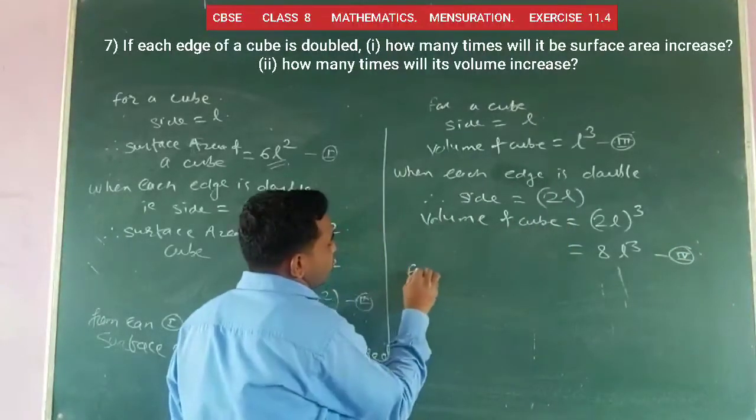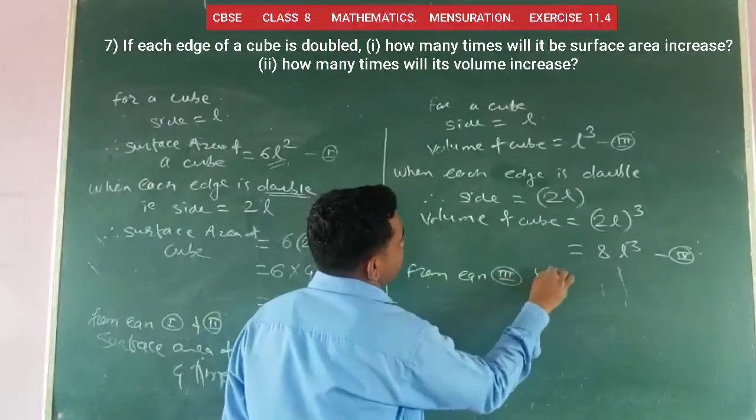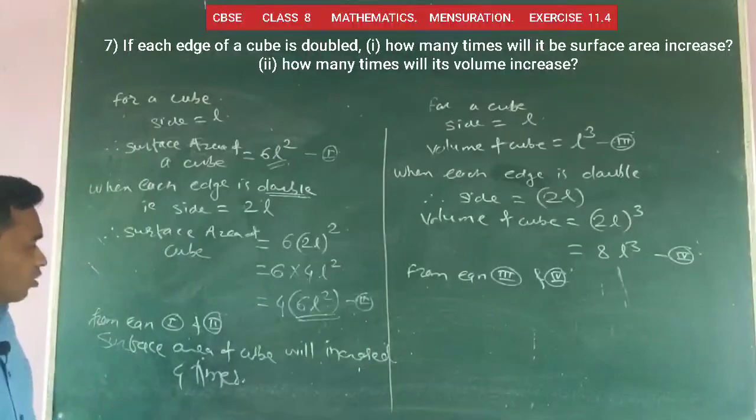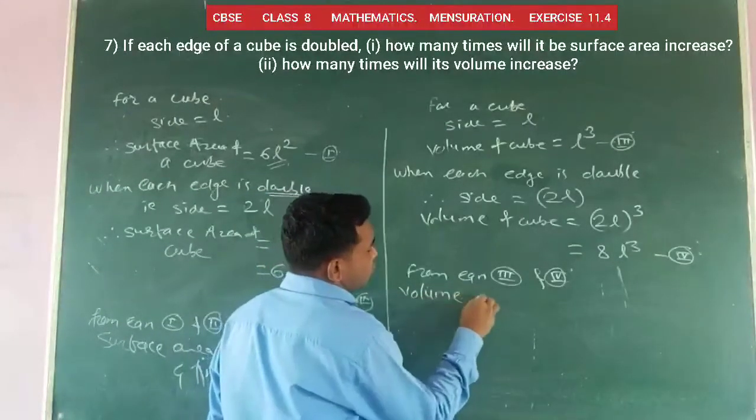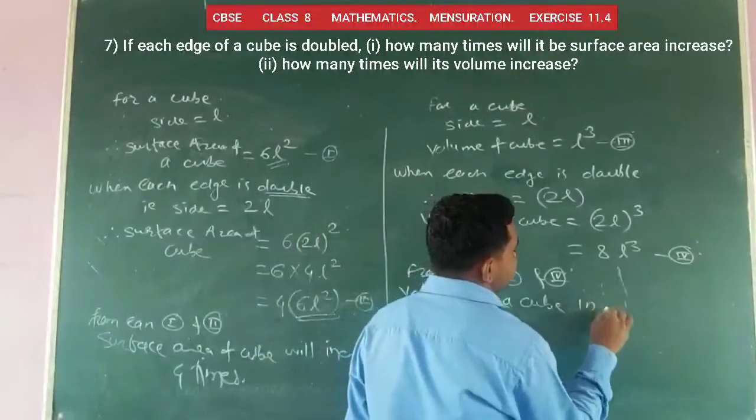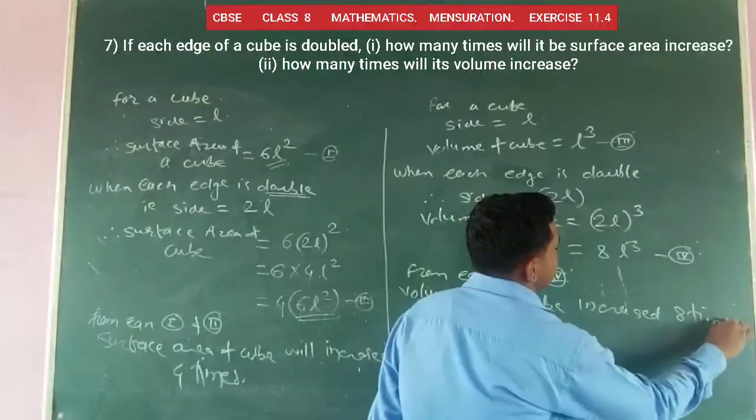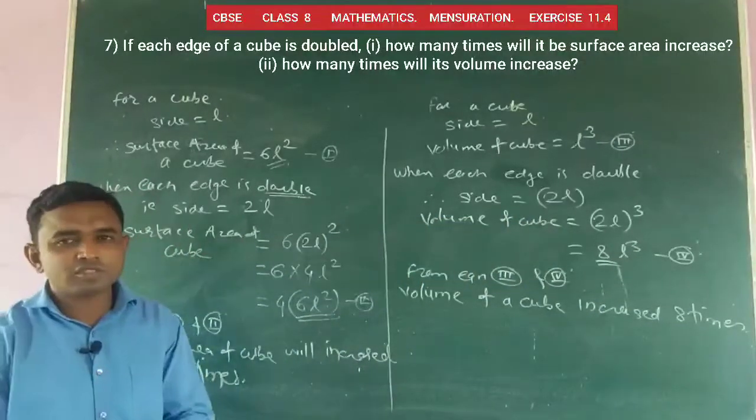So here write down from equations 3 and 4 that the volume of a cube increases how many times? 8 times. Understand? So this is question number 7.